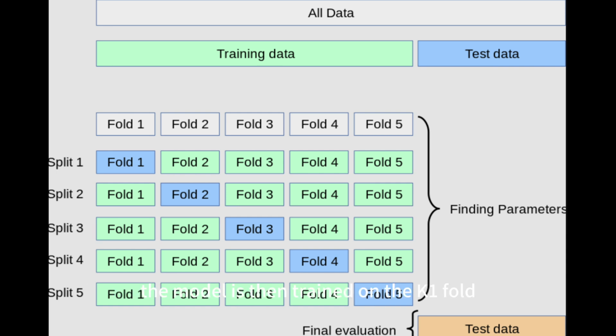The model is then trained on the K-1 folds. The remaining 1 fold is used for validation. This process is repeated K times, with each fold serving as a validation set. Finally, the results of all K iterations, accuracy, recall, etc., are averaged to obtain the final evaluation.